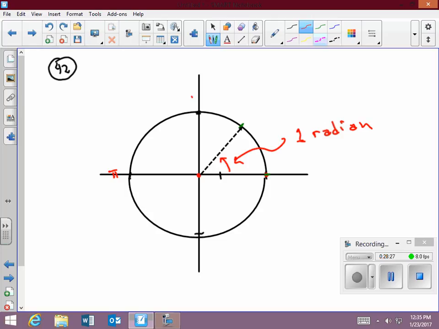And there's pi over 2 radians here. And there's 3 pi over 2 radians here. And there's 2 pi radians, one revolution, where pi is approximately 3.1416, or sometimes use 22 sevenths as an approximation, but that's an approximation. But that's what radians are.